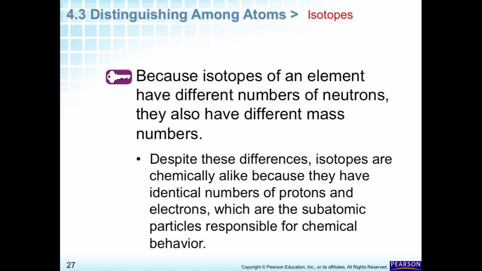Okay, so what I alluded to was that since there's a different number of neutrons, and neutrons have the same mass as a proton, they're going to have different masses. So the difference between isotopes is they have different masses. And as I mentioned before, this is really important, isotopes are chemically alike because they have identical numbers of protons and electrons in the neutral species. And that is what is responsible for the chemical behavior, as I hinted previously.